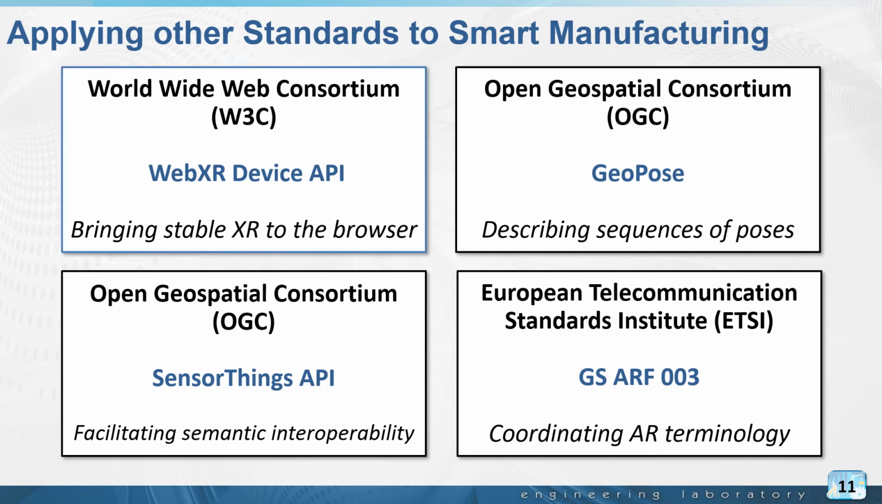One example of this is W3C's WebXR Device API that aims to bring stable XR experiences to ubiquitous internet browsers. OGC's GeoPose will provide a standard way of describing the position and orientation of real and digital objects in space, such as the machines in our example, or even the workshop building. The SensorThings API could provide a way to integrate geospatially tagged Internet of Things data into our models. And finally, the European Telecommunications Standards Institute proposes a standardized AR terminology that will provide a common way of describing experiences. It is important to note that all four of these standards are open.